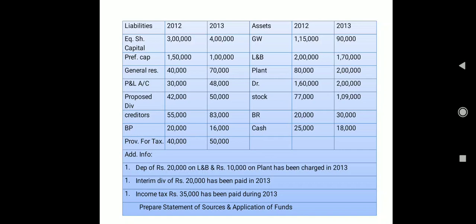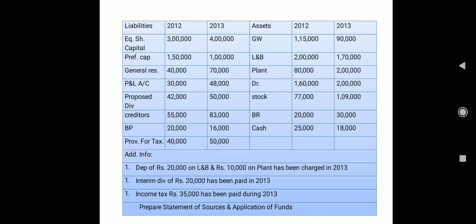Really sorry, in additional information I have given all 1 point. Actually 1, 2, 3, you can make it out. Now the second point, interim dividend of rupees 20,000 has been paid. Interim dividend is paid in the middle of the year, no issues. We will pay it, and when we are paying it, it will definitely be going out from the pocket, so it will be an application.